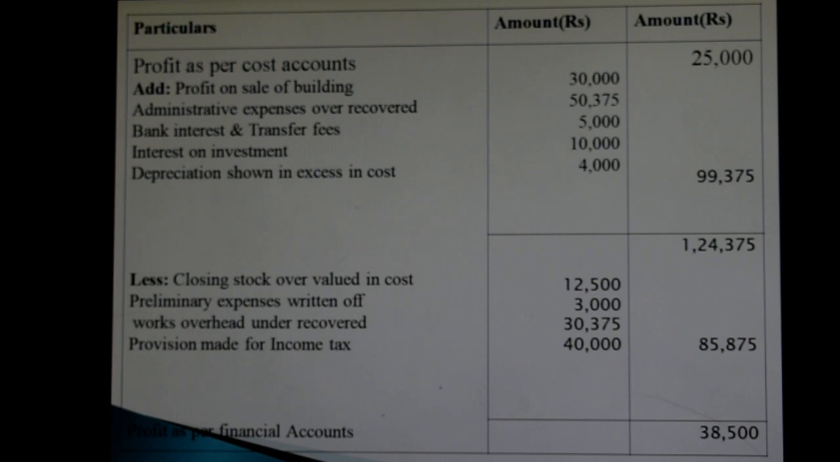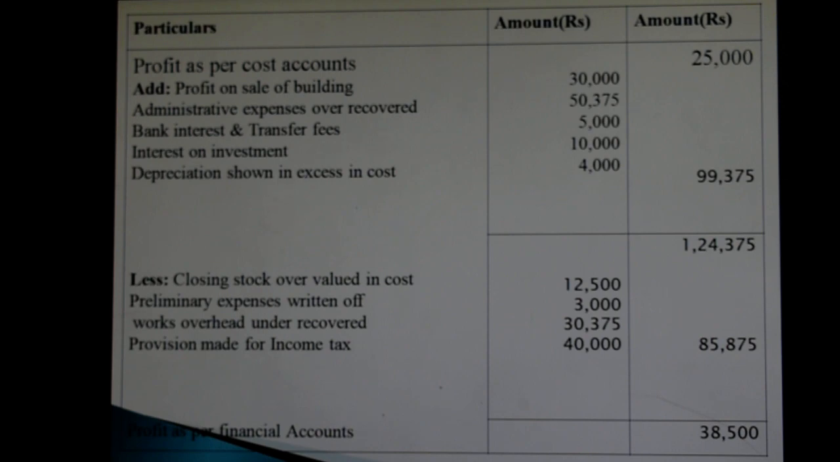Closing stock overvalued in cost is rupees 12,500. Then preliminary expenses written off is rupees 3,000. Then works overhead under recovered is 30,375. See this, administrative expenses is over recovered, so it will be added. That is, 50,375 is added with profit. And the same, the works overhead is under recovered. So over means we have to add; under recovered means we have to deduct from the profit. Then provision made for income tax, rupees 40,000, is deducted.